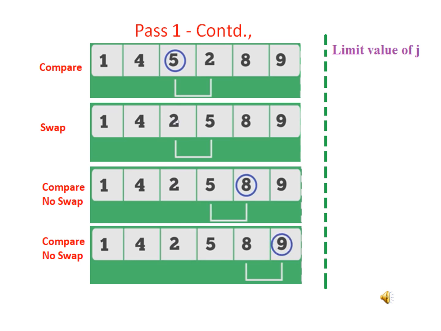Next we have to compare 5 and 8. 5 is already in correct order, so we can't swap. Next we have to compare 8 and 9. 8 is smaller than 9, so we don't swap the elements.